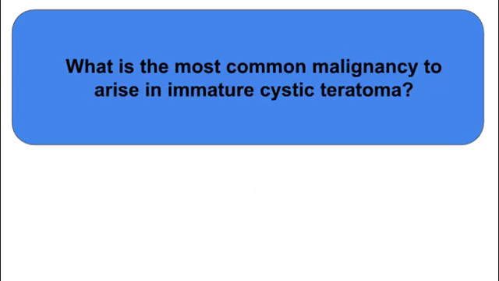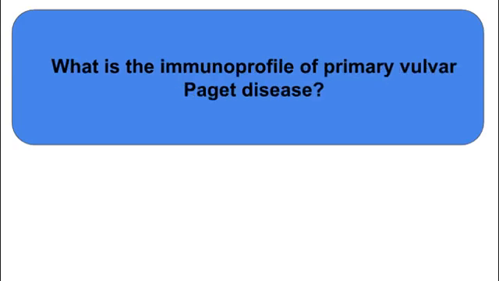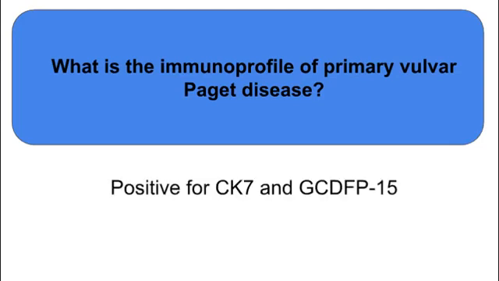What is the most common malignancy to arise in immature cystic teratoma? Squamous cell carcinoma. Squamous cell carcinoma arising from immature cystic teratoma is difficult to diagnose preoperatively and has a poor prognosis. What is the immunoprofile of primary vulvar Paget disease? Positive for cytokeratin 7 and gross cystic disease fluid protein 15.